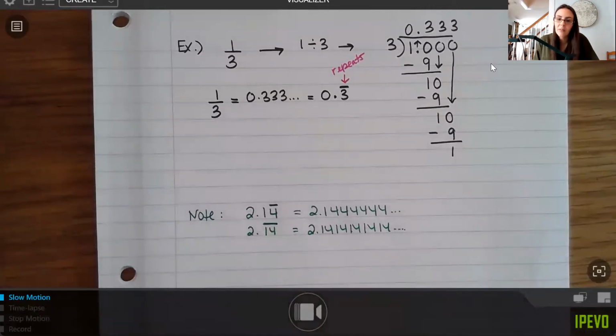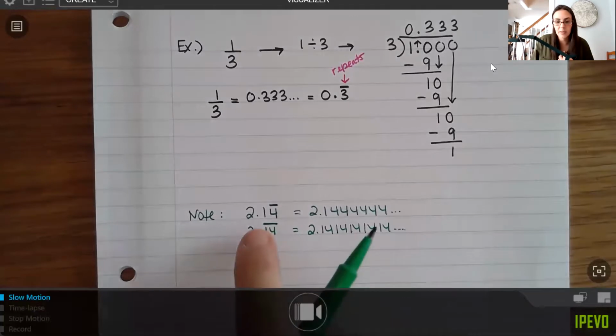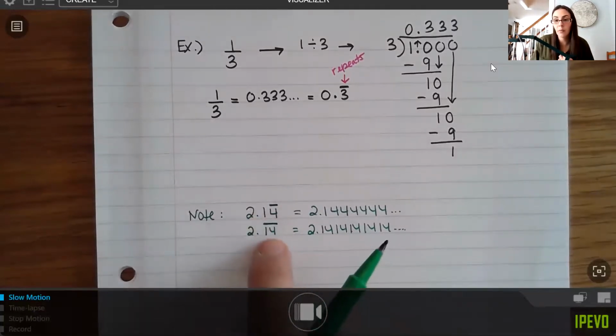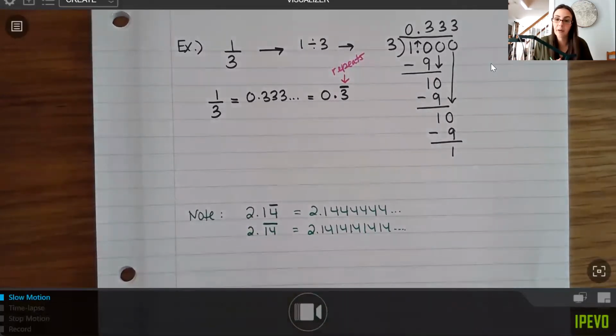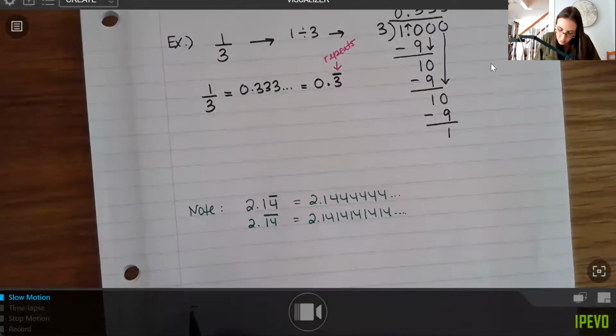Okay, so whatever that bar is over, that's what's going to keep repeating. It doesn't always have to be the first number. Sometimes it starts later in on a problem. Other times it doesn't have to be just one number. It could be 2 or 3 or even 5, etc. numbers that are repeating over and over in a pattern. So we use that bar to show that. All right, and let's do another example here.